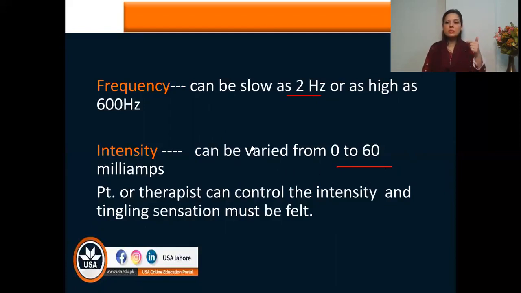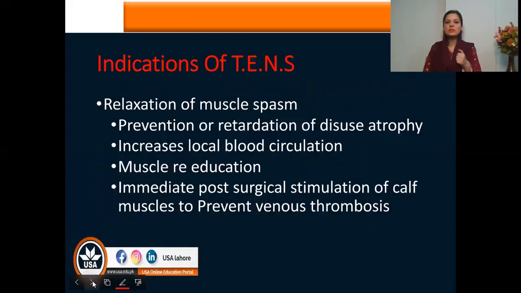And this is another parameter of TENS. Every patient has a different tolerance for this intensity. So intensity has no hard and fast rule that every person should have 10 or 20 or 30 or 60 milliamperes. It varies from person to person and from machine to machine as well, depending upon the tolerance level or sensitivity level.